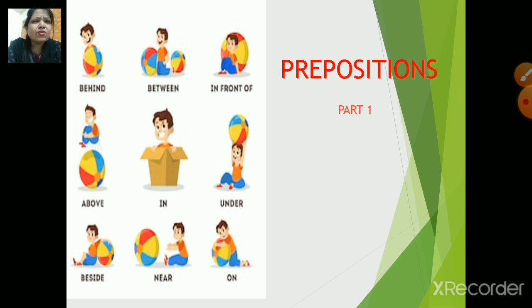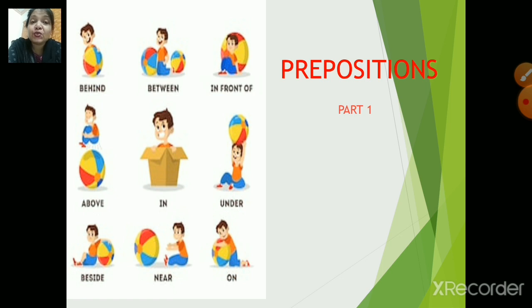Yes. Can you see few words which are mentioned on the slides? Let us check. What are these words, children? Behind, between, in front of, above, in, under, beside, near, on. Yes, the guesswork is correct, children. Today we are going to learn prepositions.